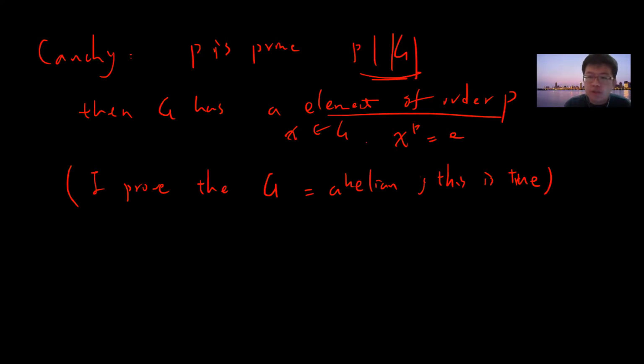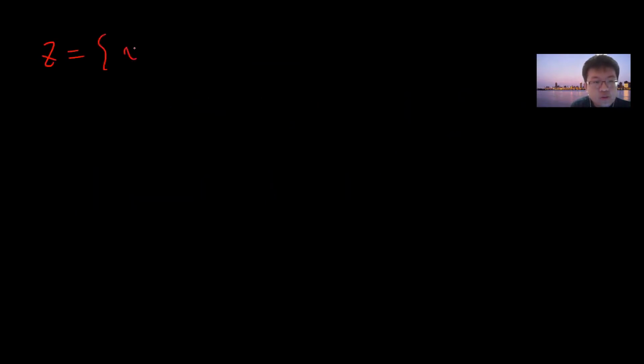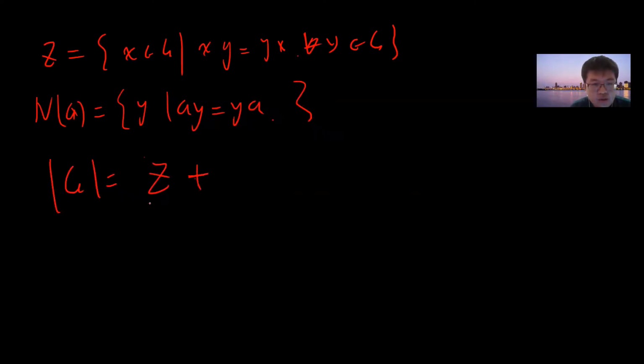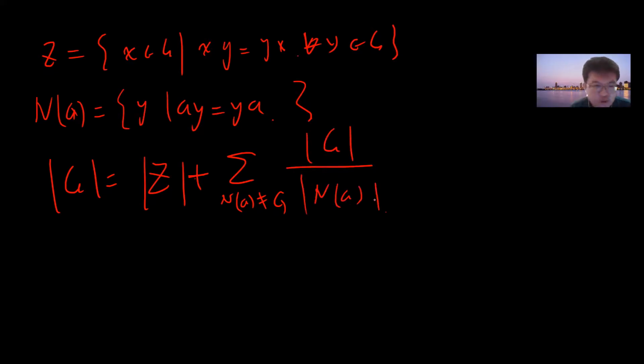So from the class equation, remember that we define a center. Basically, it's all the group elements that commute with everything. We also define the normalizer of A, which is the set of elements that commute with A. The class equation tells me that the order of G is the order of Z plus the sum over the elements whose normalizer is not the whole group, of the index of N(A) in G. So this is the class equation.